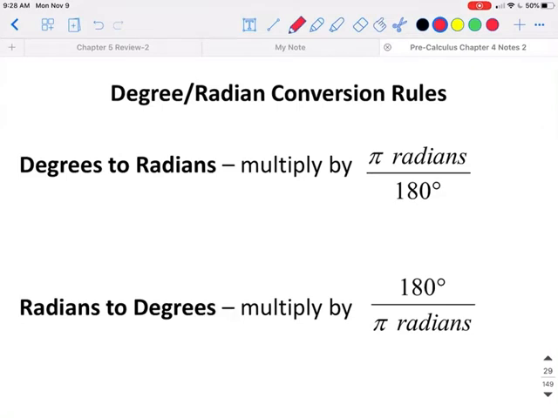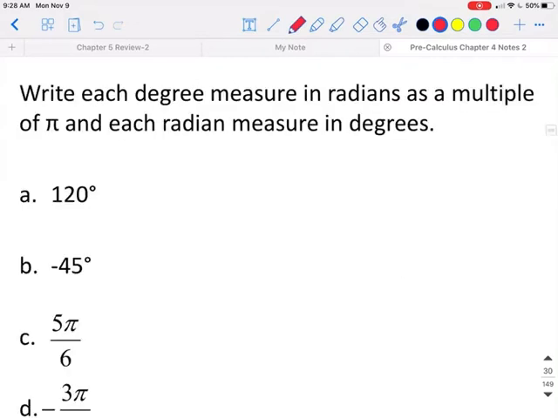Now, if you need to convert from degrees to radians, you would multiply by pi radians over 180 degrees. And if you convert from radians to degrees, you would multiply by 180 degrees over pi radians. So if we convert these, I'm going to write this over 1. Because degrees is on top, we want the degrees to be on bottom. So I'm going to have pi radians over 180 degrees. Now we can do this because remember, pi radians and 180 degrees are equivalent. So this is just like multiplying by 1 because they are equivalent to each other.